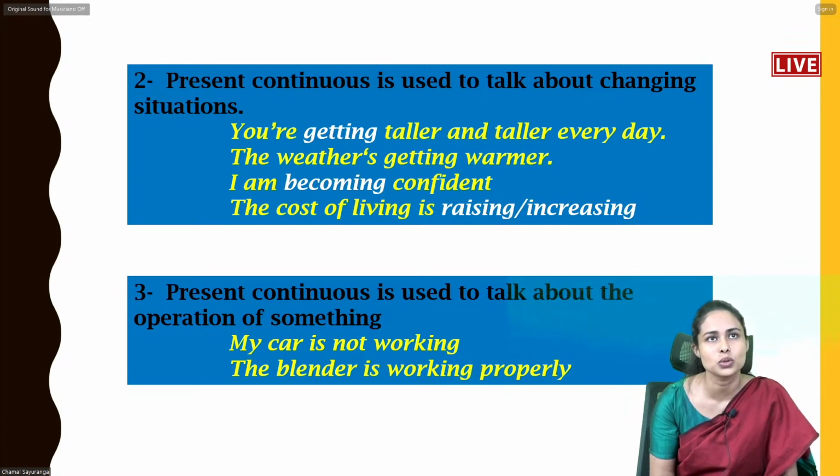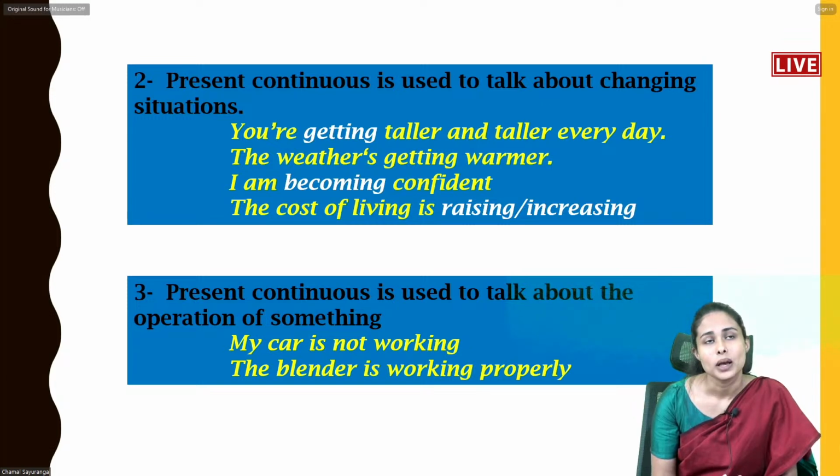The present continuous is used to talk about changing situations. Can you give me some sentences for that particular usage? I am becoming confident. Yes, any tense, any sentence. He is recovering every day. She is recovering these days, because she has been ill for a few weeks and she is recovering these days. Good. Any other?